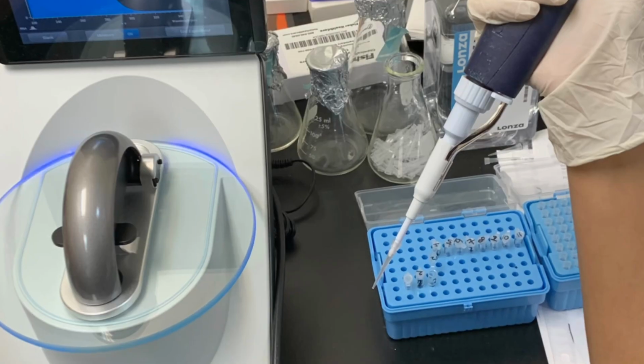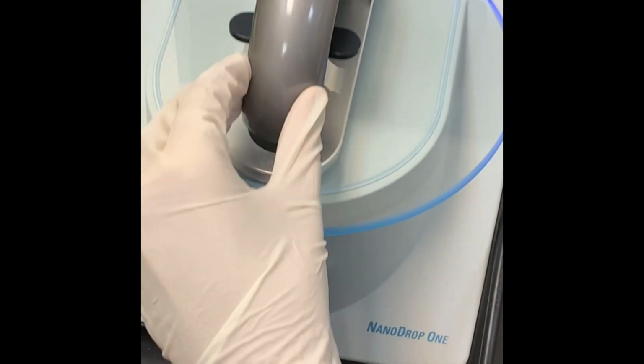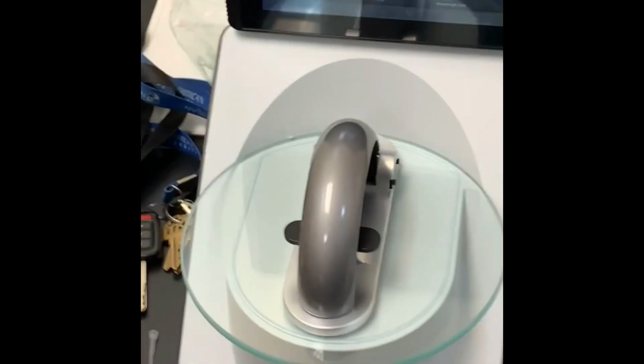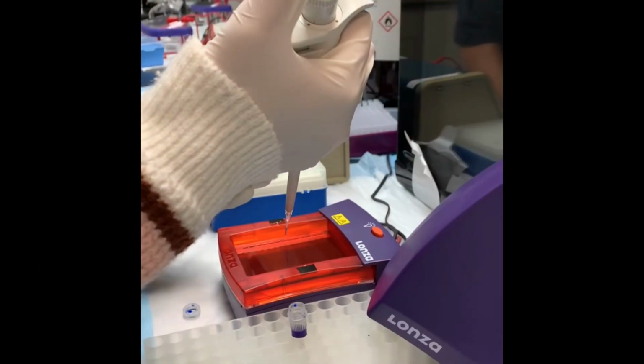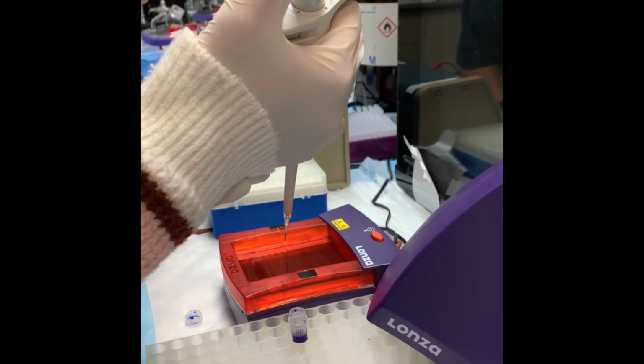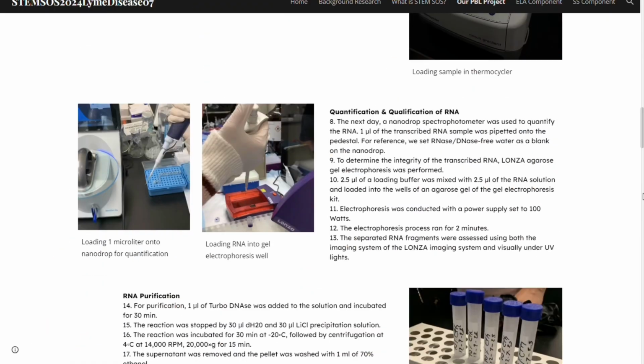The next day, we used a nanodrop spectrophotometer to quantify the amount of RNA we transcribed by pipetting 1 microliter of our sample to the pedestal and setting the free water as a blank. We then quantified our RNA. To determine our RNA's integrity, we ran a gel electrophoresis for 2 minutes by adding 2.5 microliters of our sample into the wells and running it at a power supply of 100 watts. We visualized whether our RNA was intact.